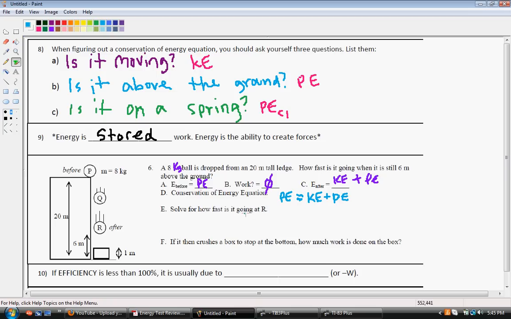To solve for how fast it is going at R, so we want to know afterwards, on this side of the equation, how fast is it going? So we're going to plug in all of our equations. Potential energy is mgh, and then on the other side we have kinetic energy, which is 1/2 mv squared, plus mgh.